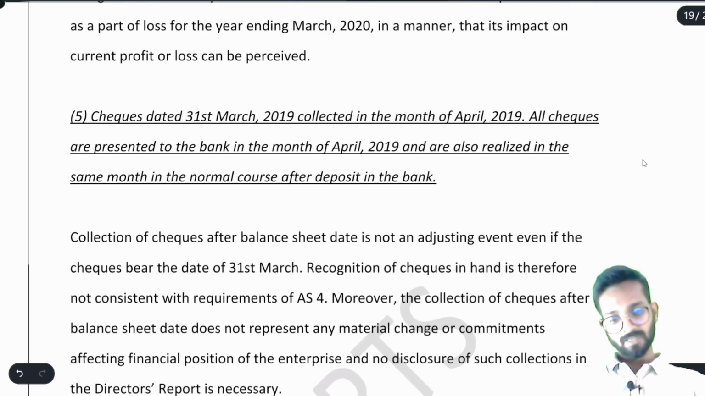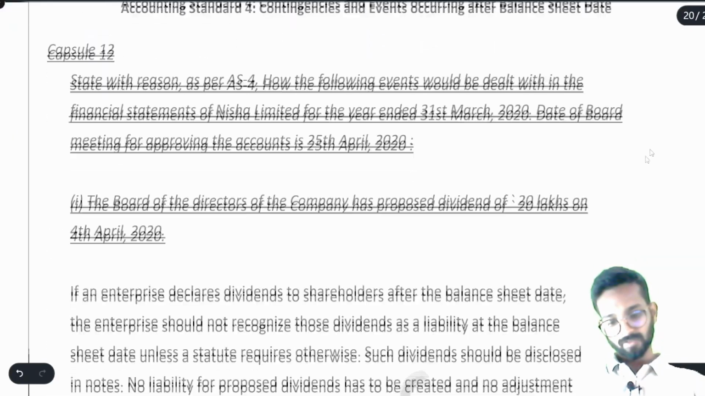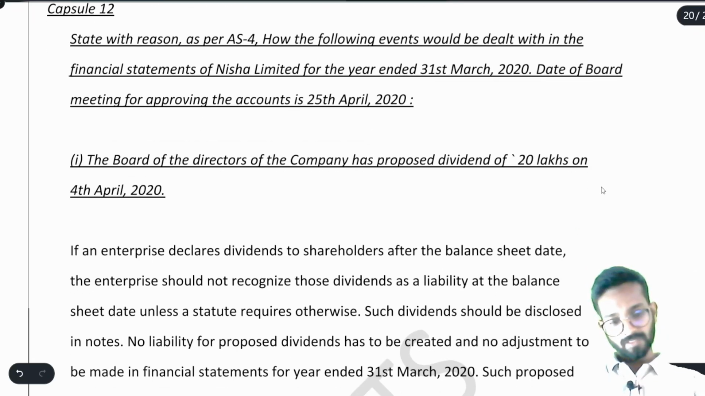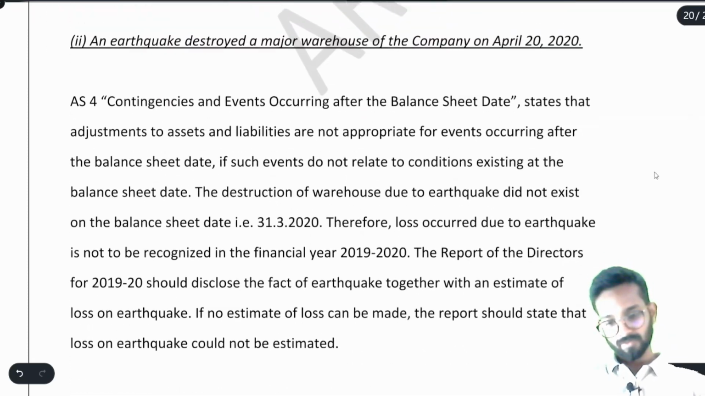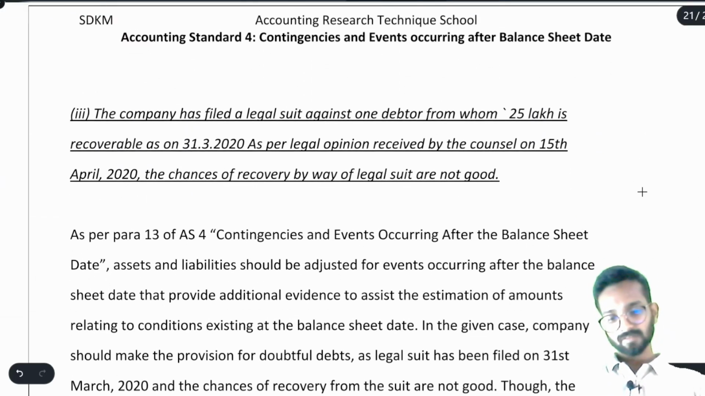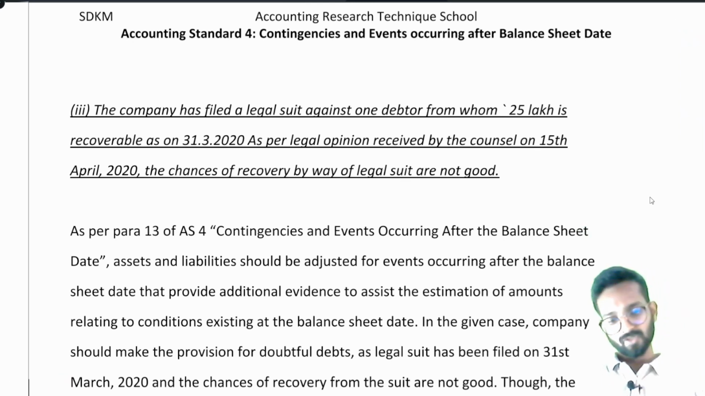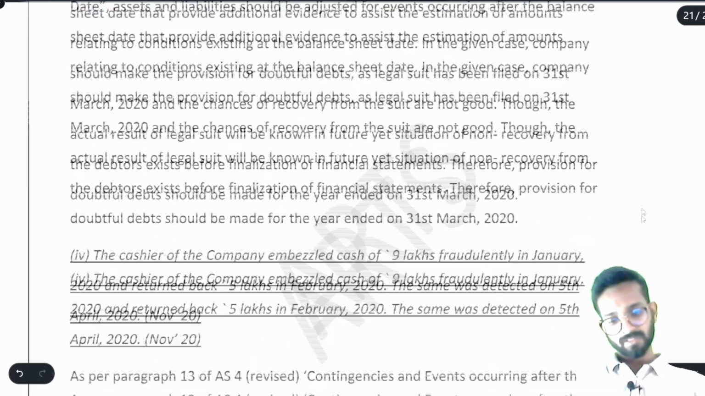These are the checks dated, we have already discussed checks dated. These are just repeating the questions. It is the case of proposed dividend now. This is again the earthquake. We have just taken all the questions from study material and the different question papers, so that's why they are repeating in nature. The company has filed a legal suit, again this is a case.